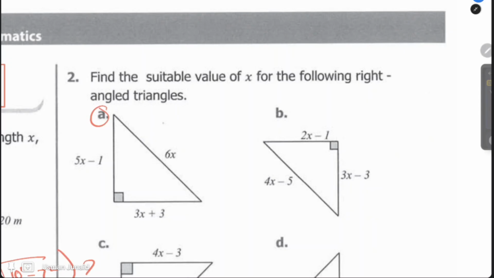Question number 2, part A, I'm solving. So we know that c squared is equal to a squared plus b squared. Yes? Okay. So (6x) squared is equal to (5x minus 1) whole squared plus (3x plus 3) whole squared. Do you know how to expand these? Do you know what this means?